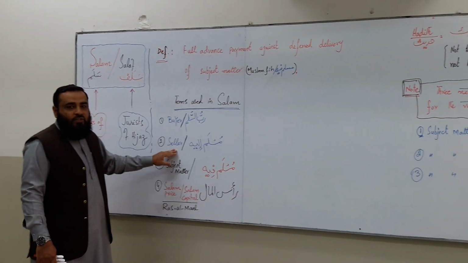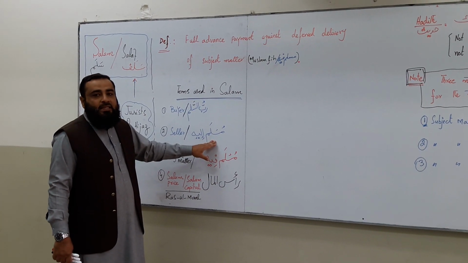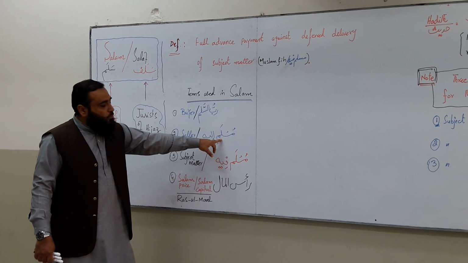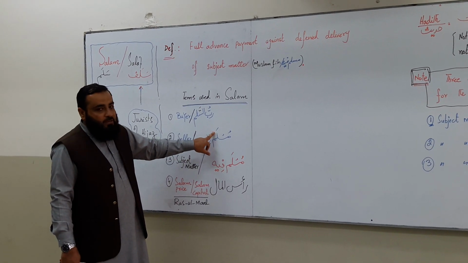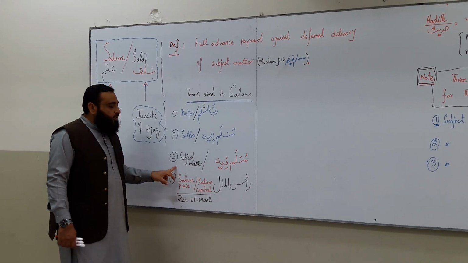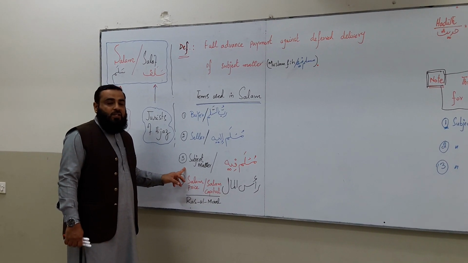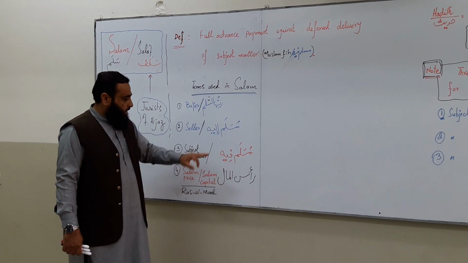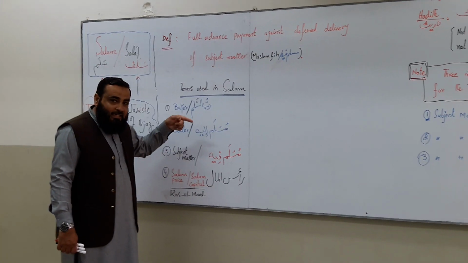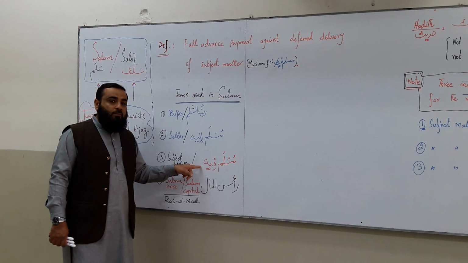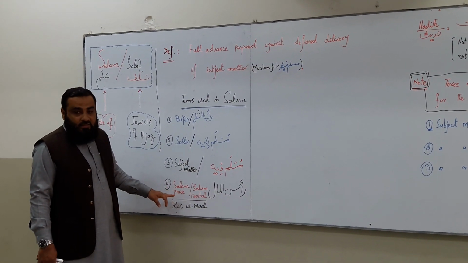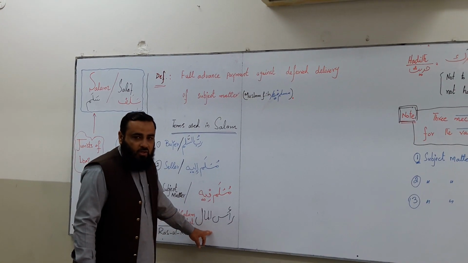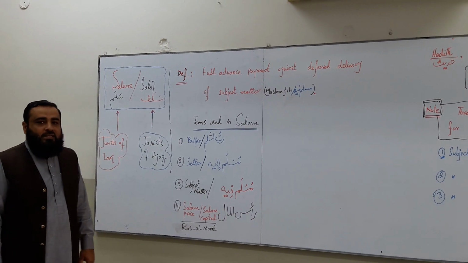The second one is the seller of Salam. He is known as Muslam Ilayh. This is not Muslim; there is a zabar above the lam. The third term is the subject matter, the item which is being sold or bought through Salam. That is Muslam fee, because it is the contract in which Salam is being executed. And the Salam price, the Salam capital, is known as Ra'sul Mal. So these are the terms used in the Salam contract.